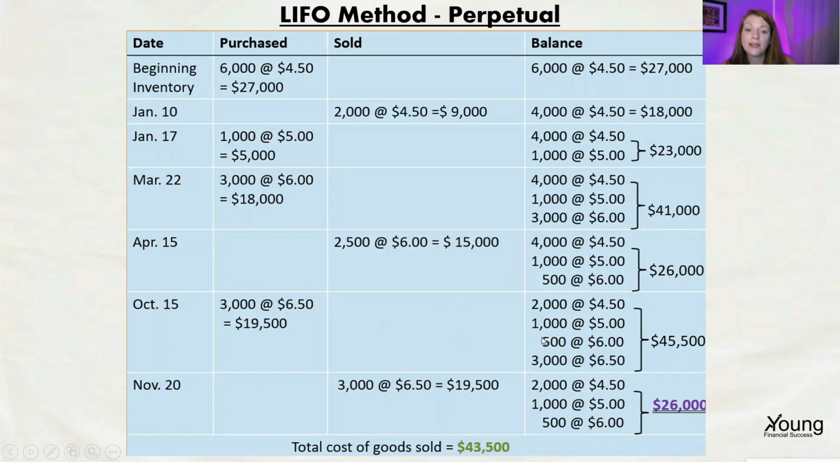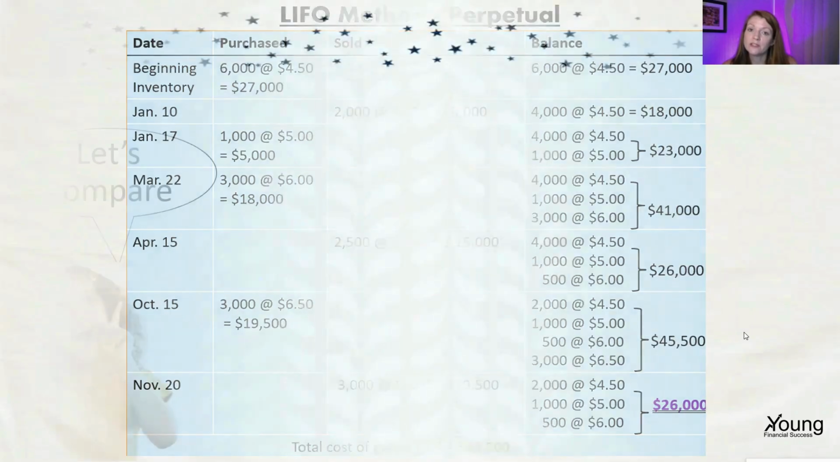We add another layer to it. We have another 3,000 at the bottom. We keep that 500 at 6. We add another 3,000, and then when we sell 3,000 here, it's all coming off the most recent. So that would give us cost of goods sold of a total of 43,500 and ending inventory of 26,000. So it varies a good bit when the prices are changing.